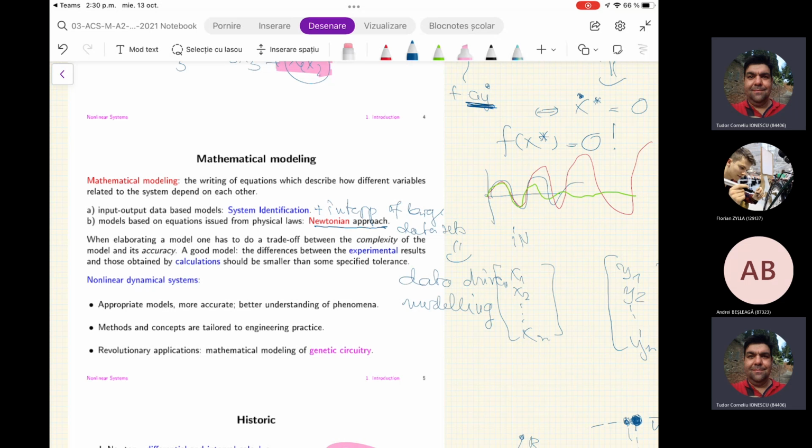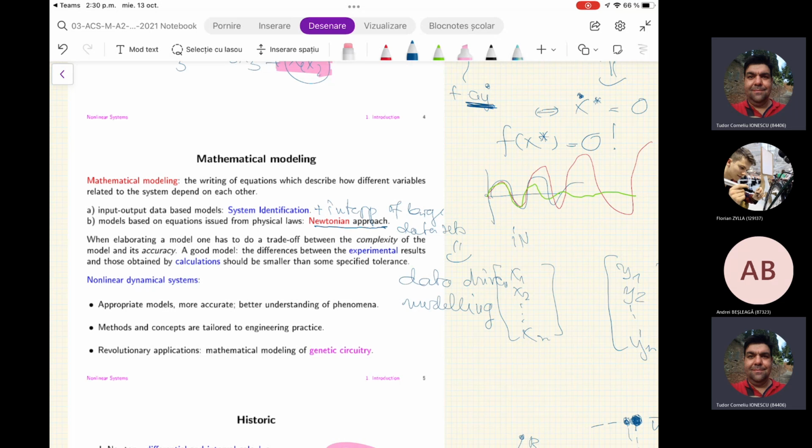What are they? Appropriate models. They are more accurate than their linear counterparts. That only makes sense. That's the reason why we study nonlinear systems and implicitly nonlinear control systems, because the more realistic the model is, the better understanding of the phenomenon we get, or the plant we get.